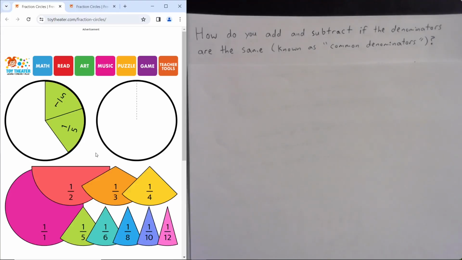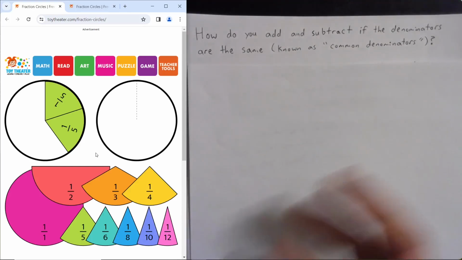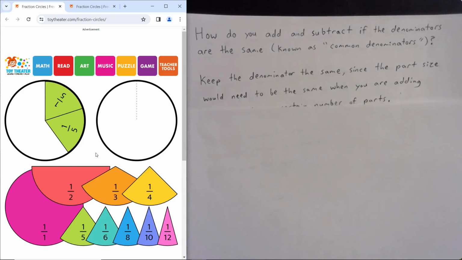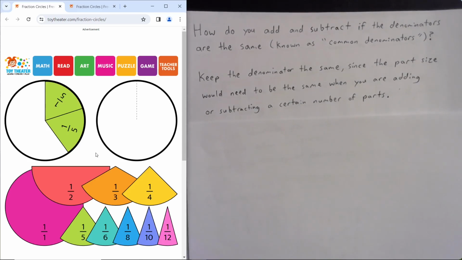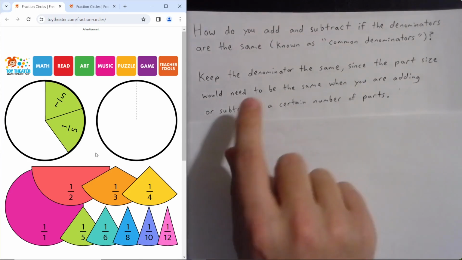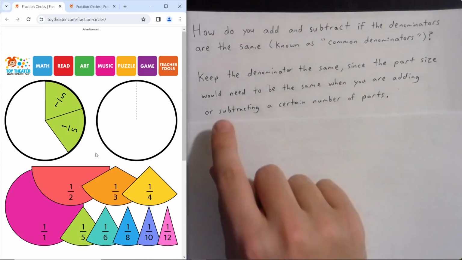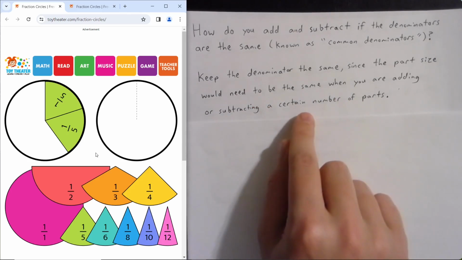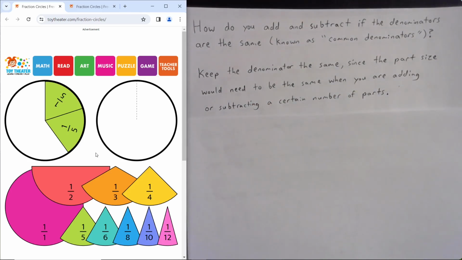Next, let's talk about how you add and subtract if the denominators are the same. If the denominators are the same, then they are known as common denominators. So if you're trying to add or subtract fractions where the denominators are the same, then you keep the denominator the same, since the part size would need to be the same when you are adding or subtracting a certain number of parts. You do that to be fair for the whole thing.